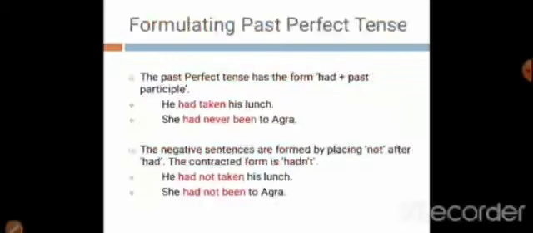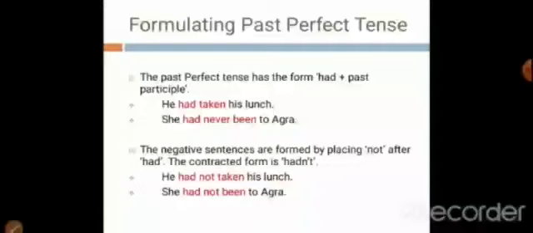How do we form past perfect tense? The past perfect tense has the form had. So whenever we are using had, it means it is past perfect. And past participle. He had taken his lunch. Take, took, taken. So we are using the third form. He had taken his lunch. She had never been to Agra. Had we are using, had signifies that it is perfect.